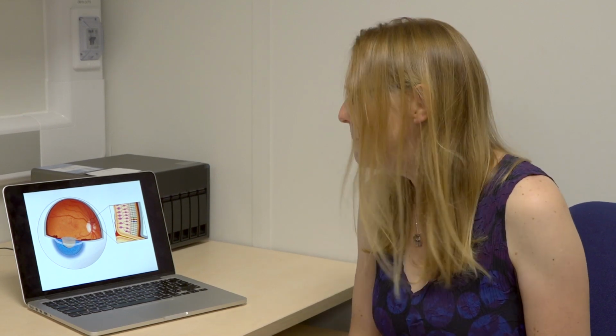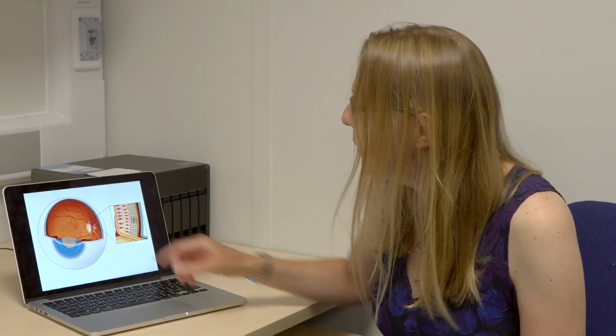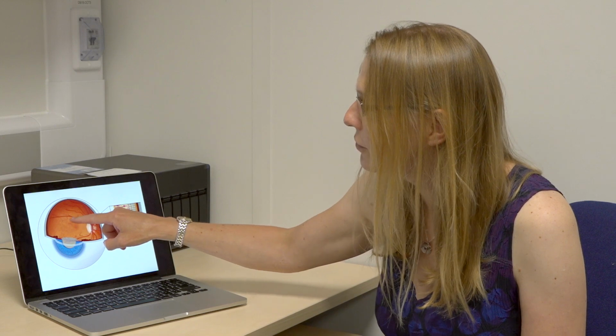The rods are very sensitive indeed. They allow us to see in dim light levels. The cones are less sensitive. They allow us to see in daylight levels. In the retina, there are approximately 6 million cone cells. Most of them are concentrated in the central region of the retina here, where our vision is best.